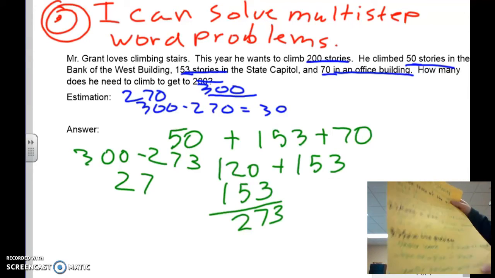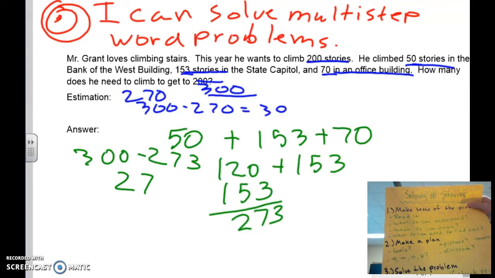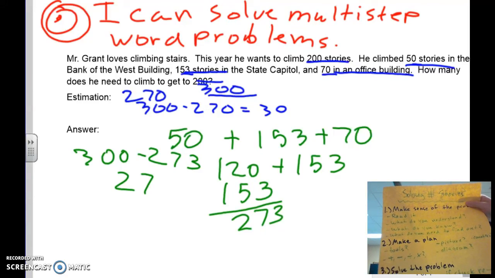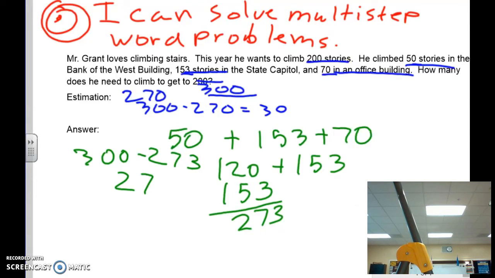Let's look at step 3. Step 3, solve the problem. I already did that, so I showed my work. And if I'm stuck, reread it. I'm not stuck on it. Oh, write answer with units. I need to write my answer with units. I better do that. So this would be 27. Let's see, what is the unit? I better go up here. Oh, stories. And I'll circle that too so it's easy to see.